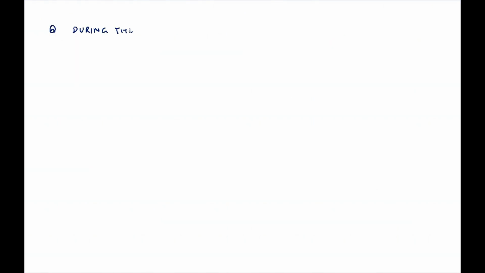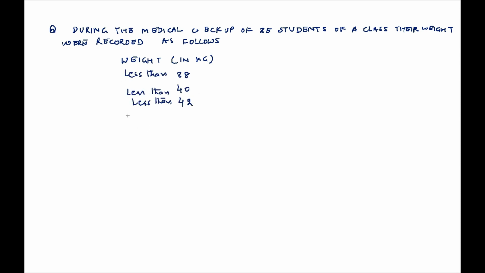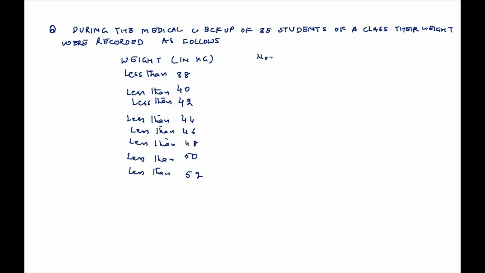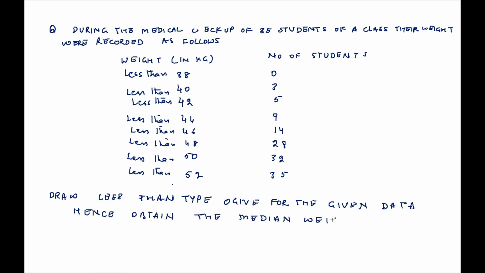Now the question is, during the medical checkup of 35 students of a class, their weights were recorded as follows. Weight in kg: less than 38, less than 40, less than 42, less than 44, less than 46, less than 48, less than 50, less than 52. Number of students: 0, 3, 5, 9, 14, 28, 32 and 35. Draw less than type ogive for the given data, hence obtain the median weight from the graph and verify the results using the formula. So you have to answer 3 questions here.